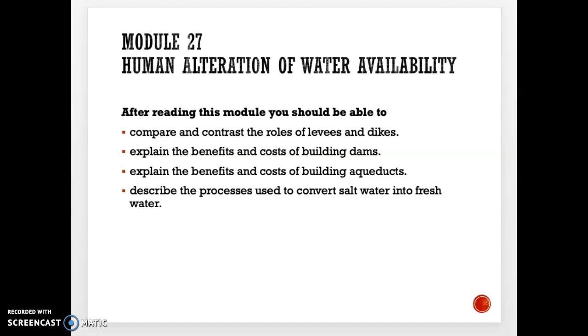Well, hello everyone. Today we are going to jump into the next module of Chapter 9, which is Module 27, on human alteration of water availability.